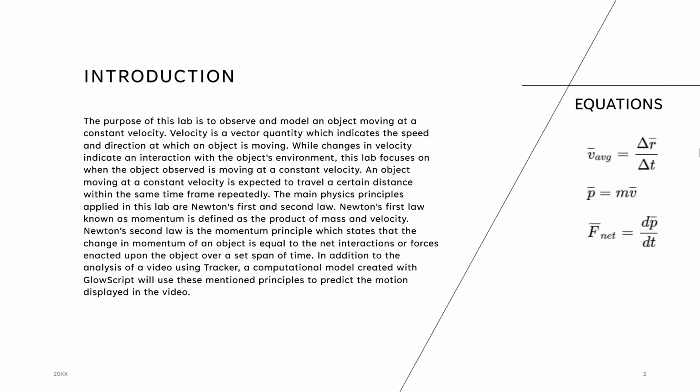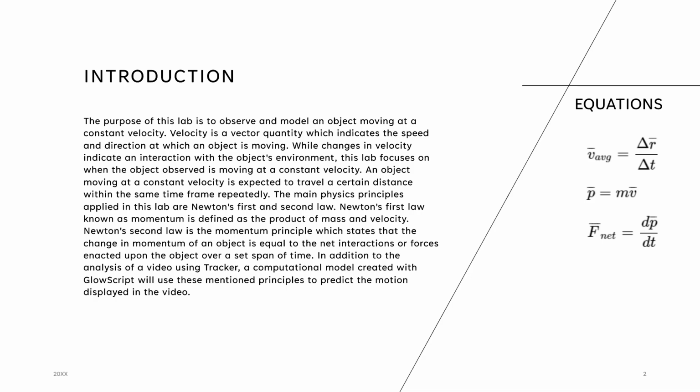The purpose of this lab is to observe and model an object moving at a constant velocity. Velocity is a vector quantity which indicates the speed and direction at which an object is moving. While changes in velocity indicate an interaction with the object's environment, this lab focuses on when the object observed is moving at a constant velocity. An object moving at constant velocity is expected to travel a certain distance within the same time frame repeatedly.